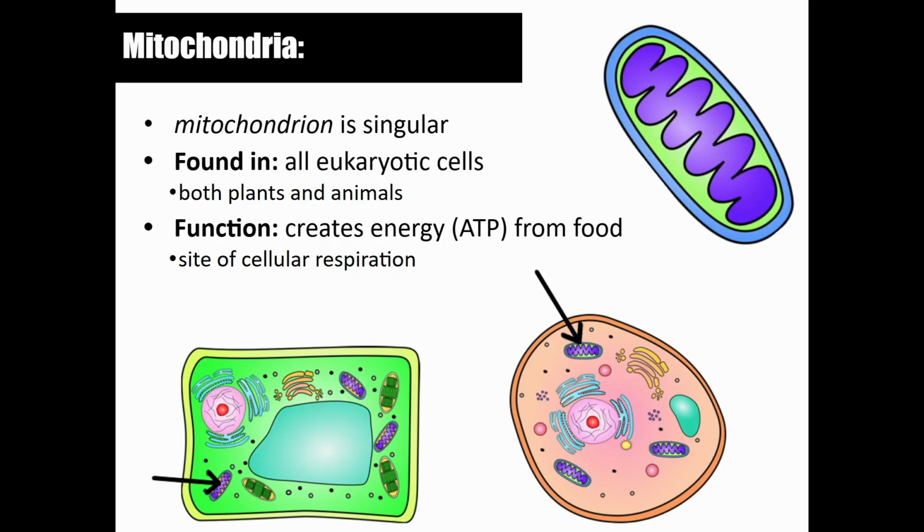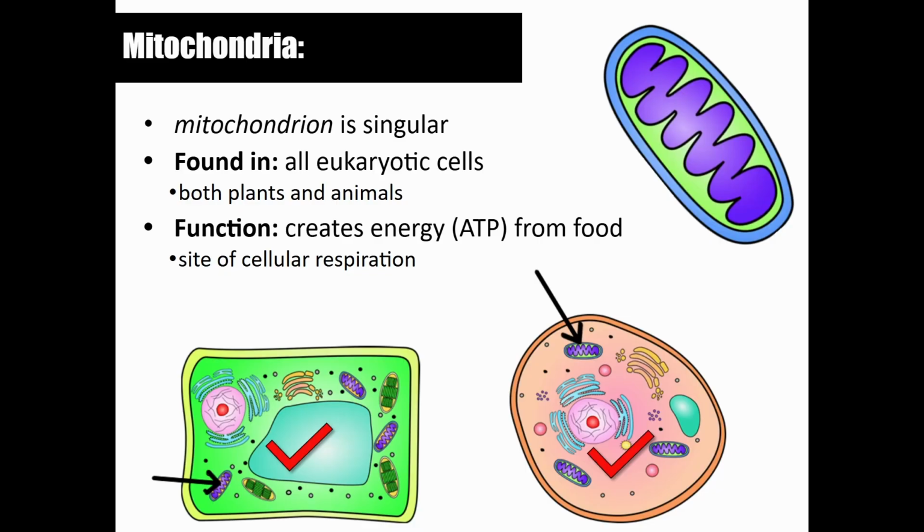And the next one, this one was the most memed organelle in the millennial generation, mitochondria, powerhouse of the cell. The mitochondrion is singular, just FYI, and mitochondria means there's many of them. So don't get confused if I say mitochondrion in any of the passages we see for the FRQs. These are found in all eukaryotic cells again. The function is to create energy. This is why they're called the powerhouse, because they literally create power.